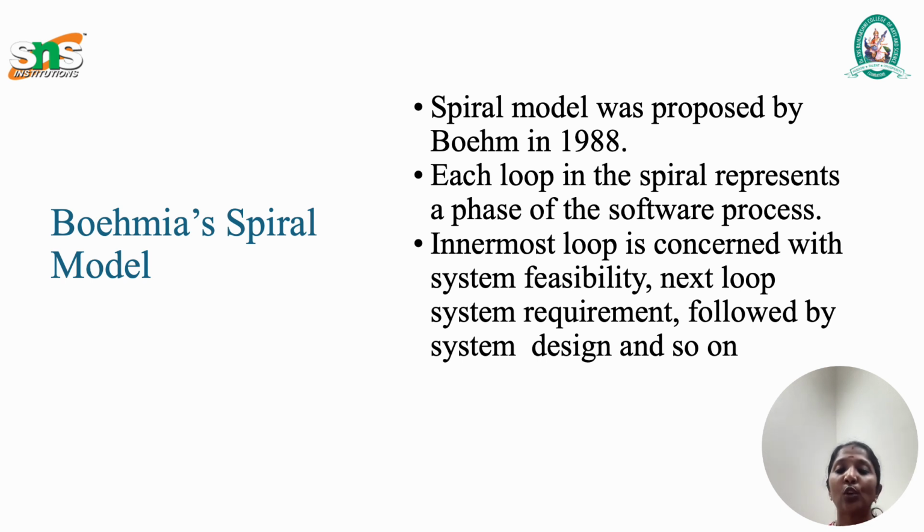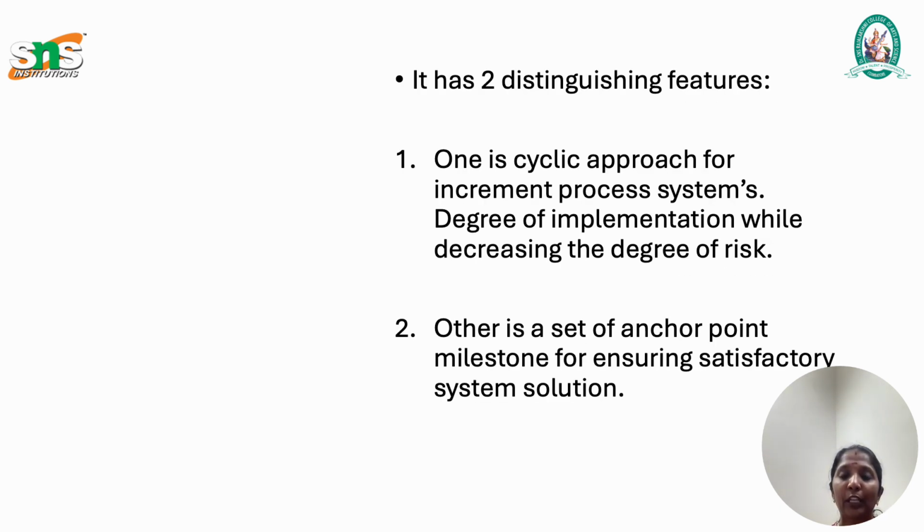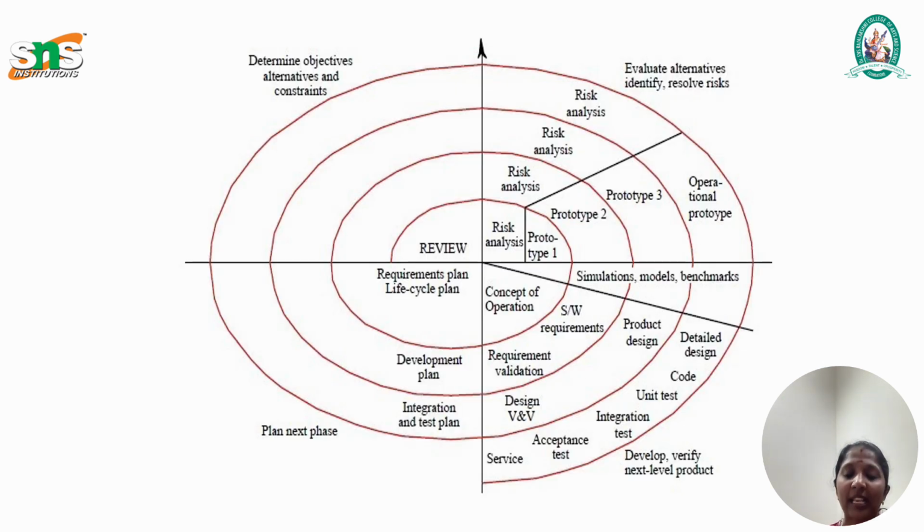From the innermost loop to the outer loop, for example, the first is system feasibility, the next loop is system requirement, followed by design, followed by coding, followed by testing, followed by deployment. I will show you the diagram of how it looks. If you see this diagram, it is represented as a loop. From the inner loop to the outer loop, each one represents one activity.